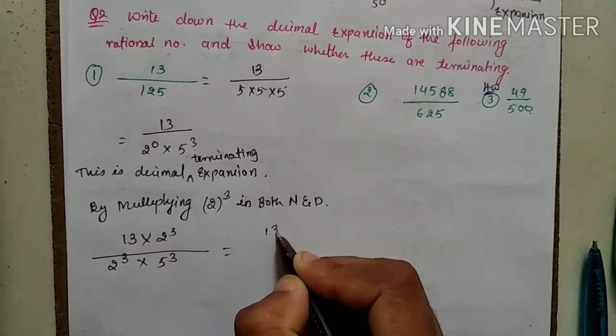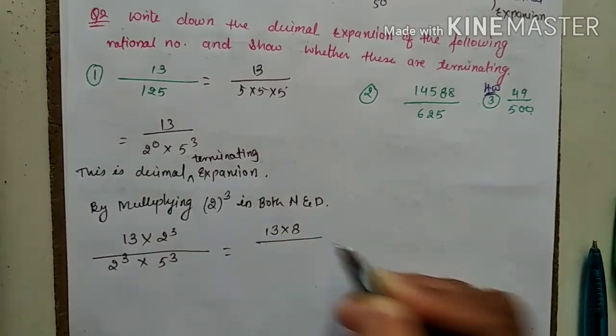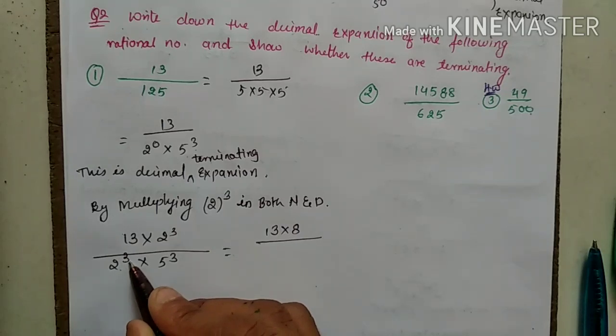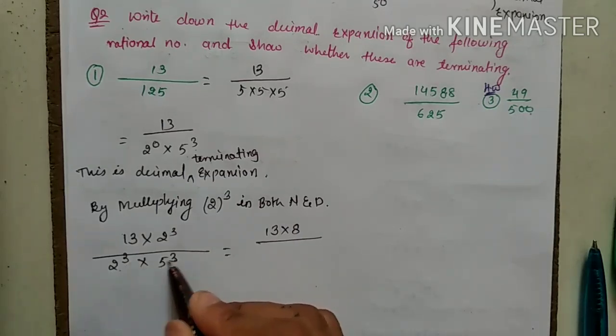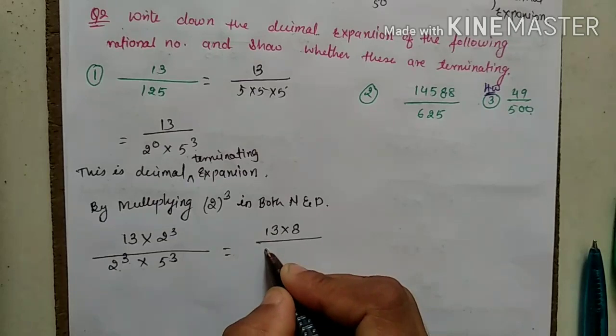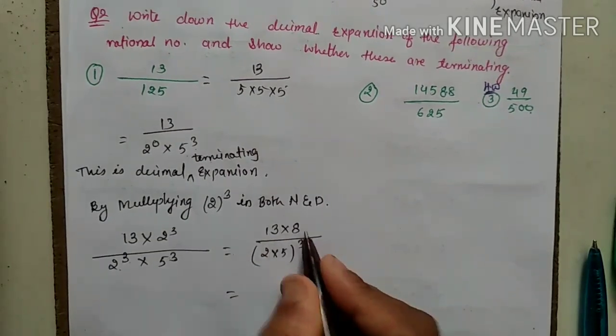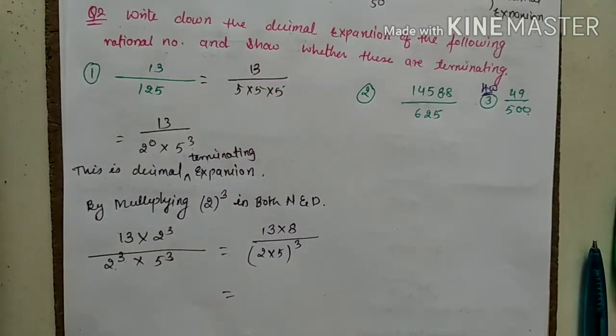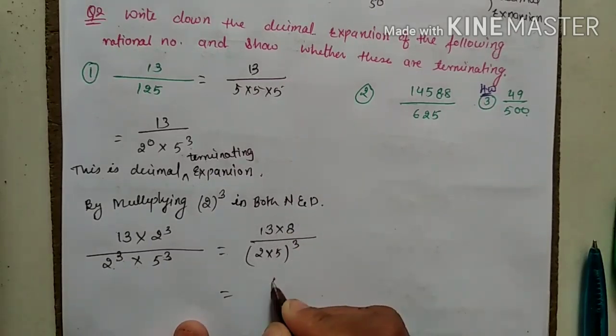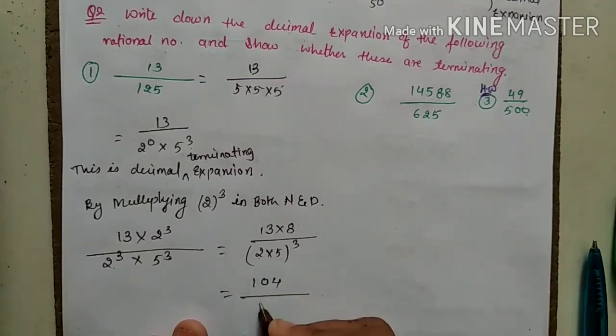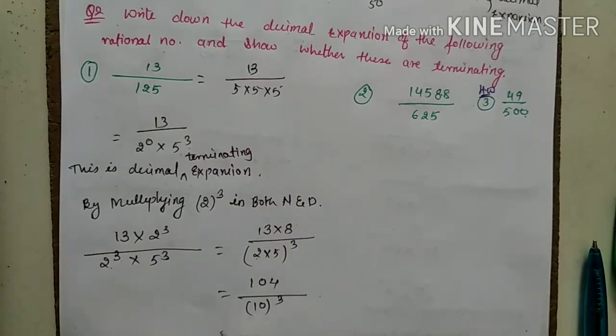13 into 2's power 3 is 8. Correct? Now see here, 2's power 3 into 5's power 3. Whenever the power is same, the base will be multiplied. We have done this in the 9th class. 2 into 5, the power is same, so I am writing it once. 13 into 8. I think you know the 13 table, or if you don't know, you can multiply by the 8 also. 8 3s are 24, 4 and 2 carries, 8 1s are 8, 8 plus 2, 10. So 104. After that, 2 5s are 10 and 10's power is 3. So what you can write: 104 divided by 1000.